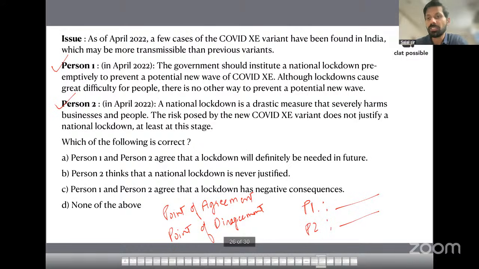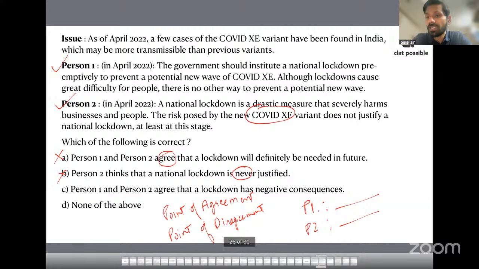Person one and person two agree that the lockdown will definitely be needed in future. Person two has not said anything to that effect. Person one is saying that lockdown must happen right now, right? So for the future, person two has not said anything, so we don't know if they agree on this or not. Person two thinks that a national lockdown is never justified. Again, all person two is saying is that for this variant it is not justified. Saying it is never justified is wrong.